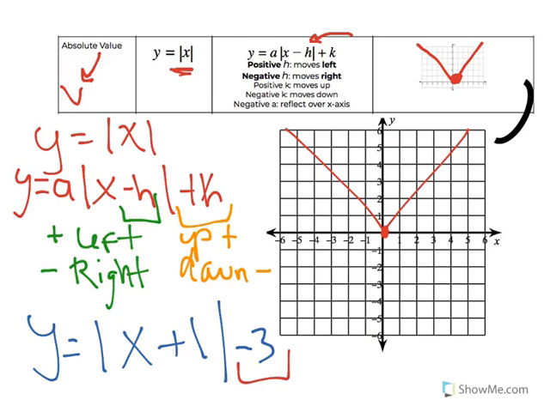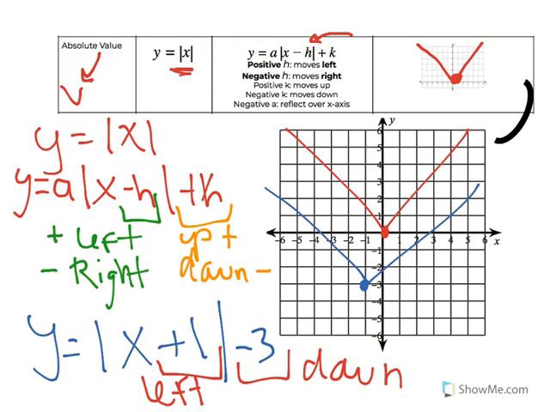The minus 3 on the outside is going to tell us to go down, and then the plus 1 on the inside is going to have us going left. So from the origin, we're going to go down 3 to the left 1, and then make your v. So that would be that function. Once again, similar to the ones that we did before, with the up and down and left and right, it is just a different shape. So this shape would be a v.